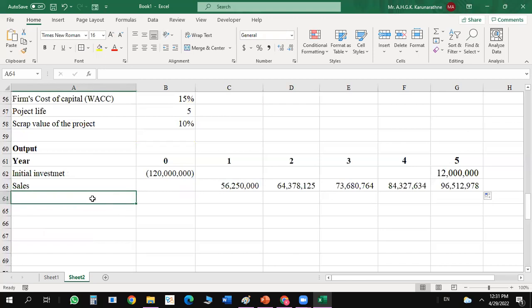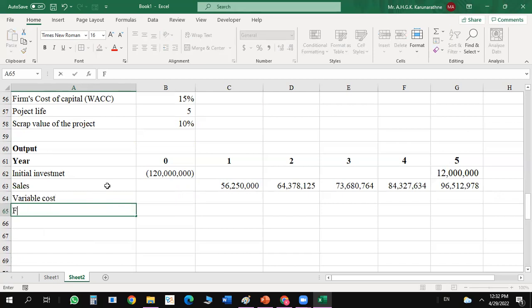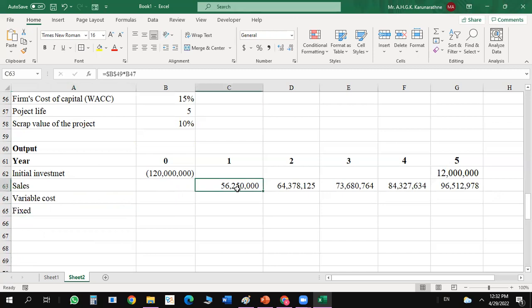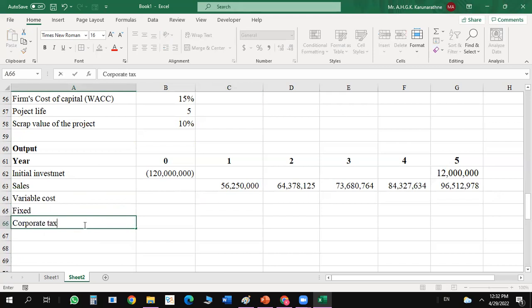Then we can compute variable cost. Then we can compute what? Sales, variable cost, fixed cost. So what are the other cash flows? This is a cash inflow, variable cost is a cash outflow, fixed cost is a cash outflow. In addition, we have corporate tax, it's a cash outflow. In addition, we have tax saving on capital allowance.